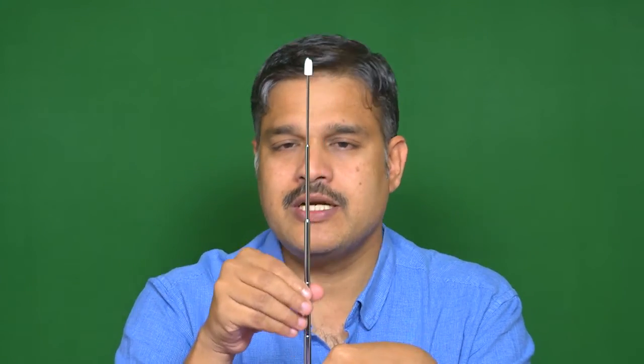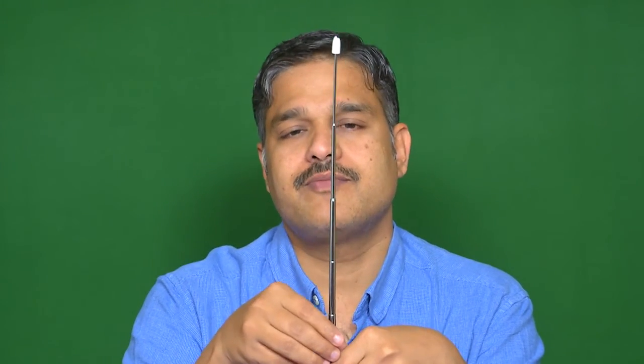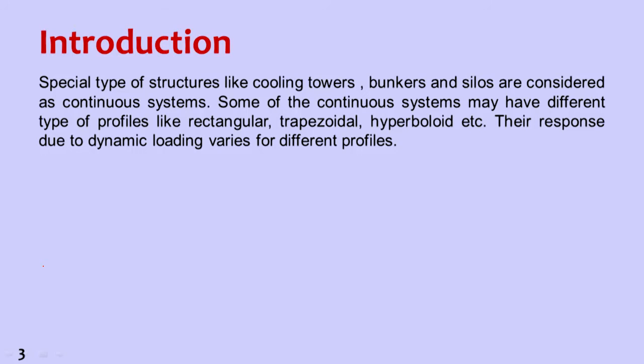So, let us understand how we find the solution for the equation of motion for continuous systems. Special types of structures like cooling towers, bunkers and silos are considered as continuous systems where mass is distributed continuously. Some continuous systems may have different types of profiles like rectangular, trapezoidal, hyperboloid, etc. Their response due to dynamic loading varies for different profiles. So, what is a deflection profile? We need to understand that first.